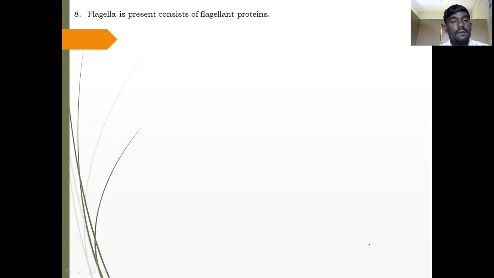Next one, flagella is present, consisting of flagellate proteins. Flagella are lash-like structures or lash-like appendages. They are produced from the bacterial cell. These consist of flagellate protein.